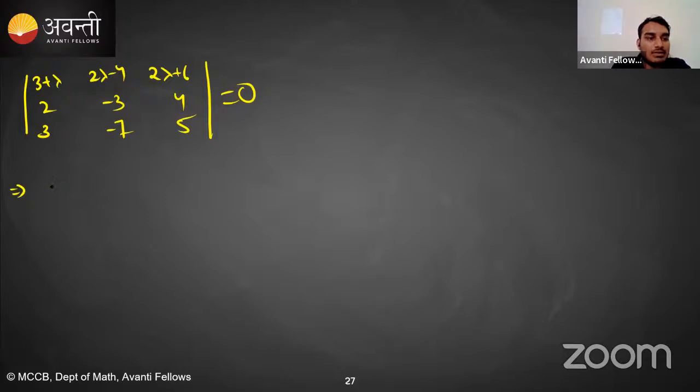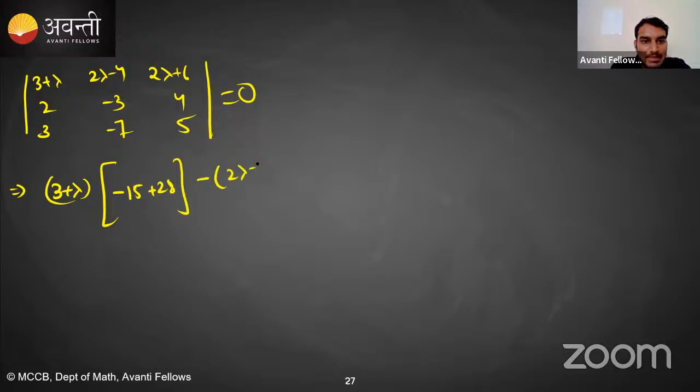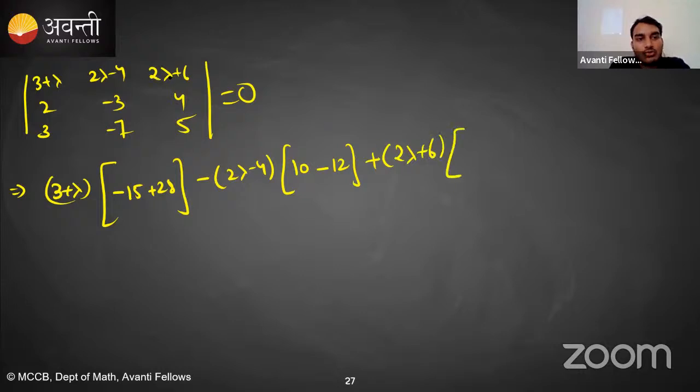Now solve the determinant. With 3 plus lambda, you get the minor with 2, minus 3, 4, minus 7, 5. Cross multiply and you get minus 15 plus 28. Then minus 2 lambda minus 4: delete the row and column corresponding to 2 lambda minus 4 and you will get 2, 4, 3, 5. Cross multiply: 10 minus 12. Then plus 2 lambda plus 6: delete the row and column corresponding to it and you get 2, minus 3, 3, minus 7, which is nothing but minus 14 plus 9. It should be 0.